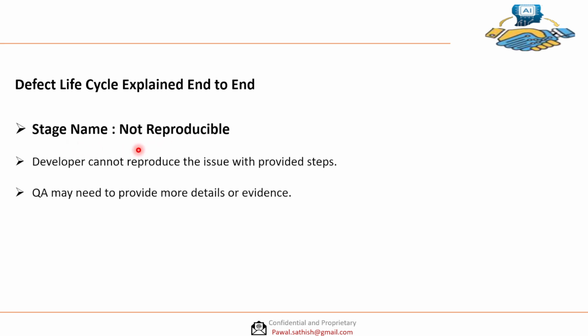The next stage is not reproducible: the developer cannot reproduce the issue with the provided steps. In that case, as a QA, we may need to provide more details or some evidence. We need to record the screens, or update the steps, or provide the respective test data.